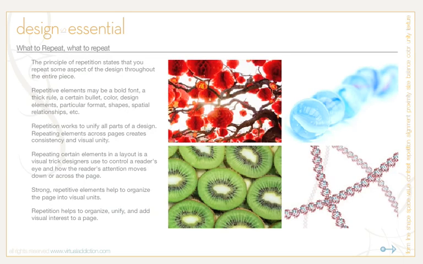The principle of repetition states that you repeat some aspect of the design throughout the entire piece. Repetitive elements may be a bold font, a thick rule, a certain bullet, a color, design elements, a particular format, shapes, spatial relationships, etc. Repetition works to unify all parts of a design. Repeating elements across pages creates consistency and visual unity. Repeating certain elements in a layout is a visual trick designers use to control a reader's eye and how the reader's attention moves down and across the page.